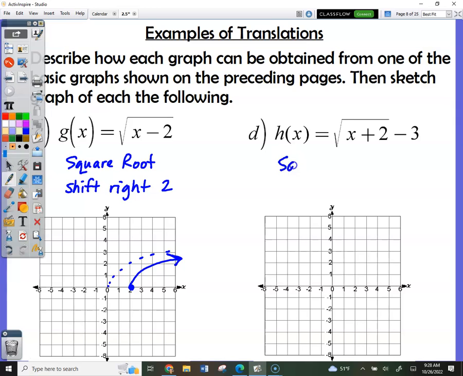This one is the square root going left 2, down 3. So plant the mother, then go left 2, down 3. There you go.